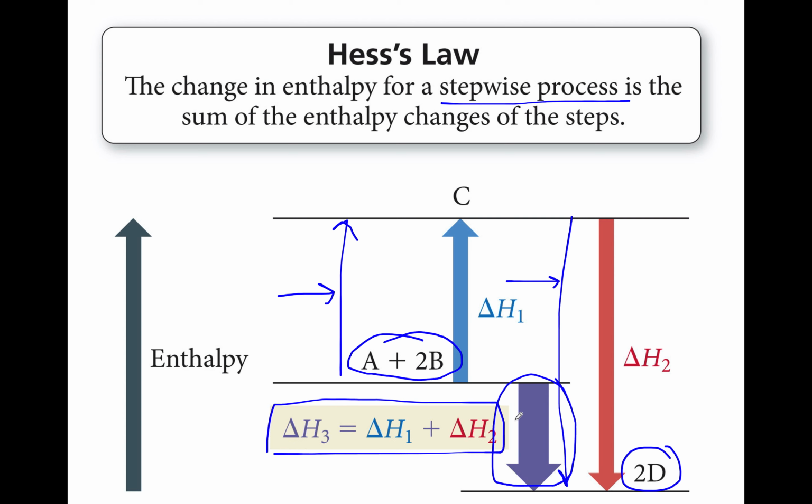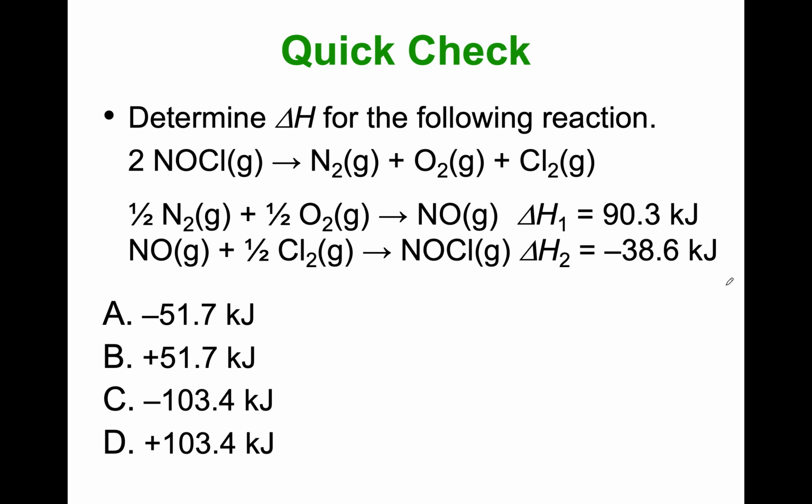I think symbols are sometimes a little more confusing, so let's do an actual example of this. Determine delta H for the following reaction. So this is what you're going for. This is what you want. And these are your puzzle pieces down here, and their enthalpies. My approach to this is to start out left to right.